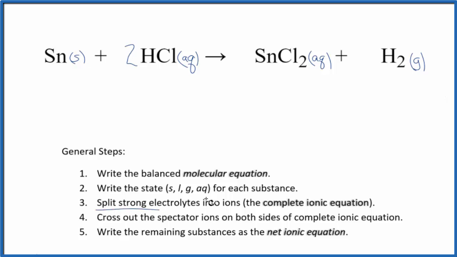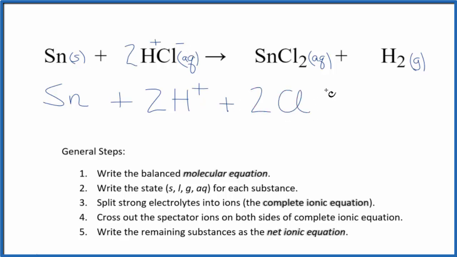Now we can split the strong electrolytes into their ions for the complete ionic equation. Tin, we can't split that apart. It's a solid, so just Sn, and I'll write the states later. Hydrochloric acid: hydrogen, 1 plus, the chloride ion, 1 minus. So I have 2H plus and 2Cl minus, so 2 chloride ions. And those are the reactants in our net ionic equation.